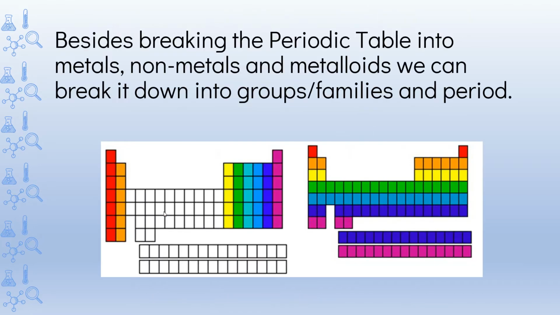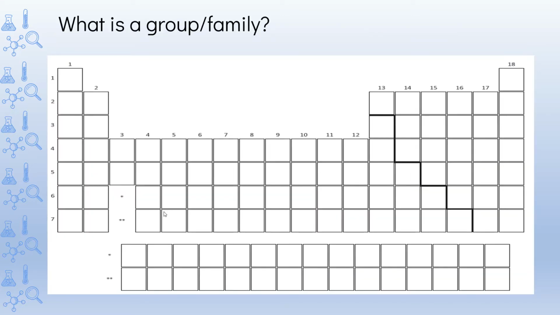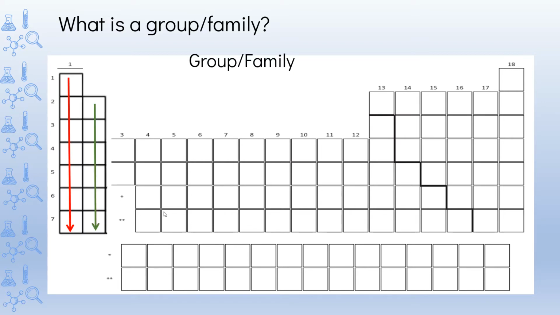All right, so besides breaking the periodic table into our three groups we did last lesson, metals, nonmetals, and metalloids, we can actually further break it down into groups or families and periods. Now you're probably wondering, what is a group or a family? Great question, my friends. Well, a group or a family is vertical columns. So do the arrows going down? These are called the vertical columns. These are your groups and families. We have them all the way across.